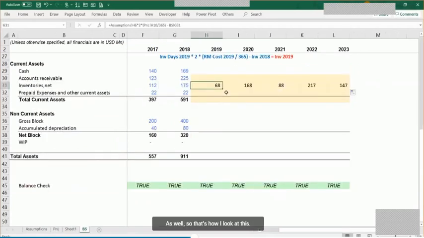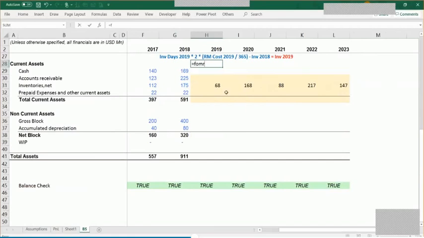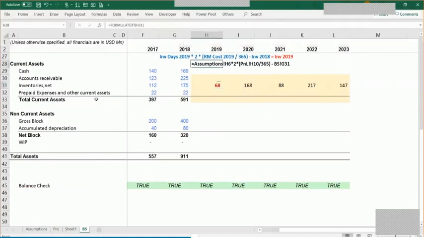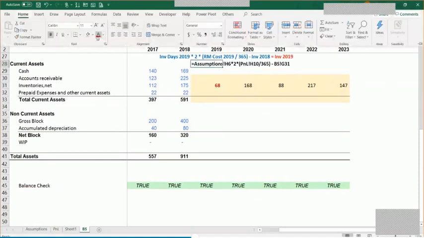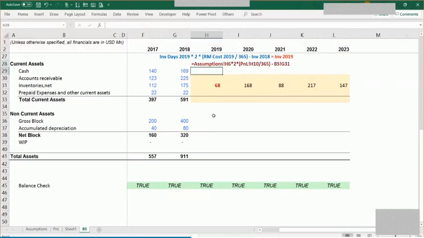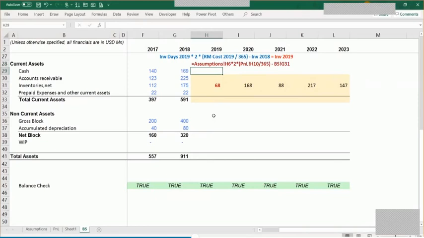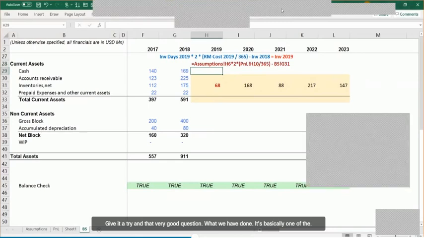So let's have a look at this formula. Let me put that here for ease of understanding. It is this one. Right, so the formula in the highlighted cell indicates the one which has been included. So give it a try and let me read the questions in the meanwhile.